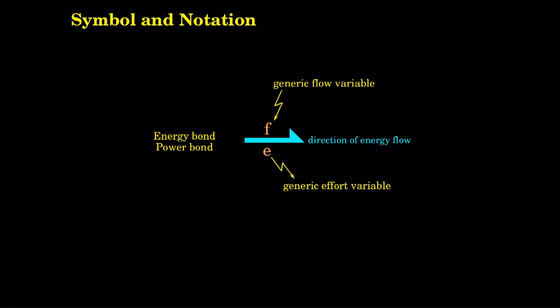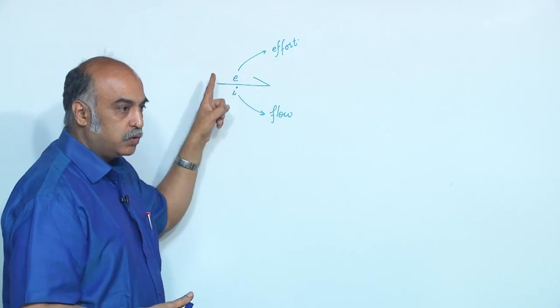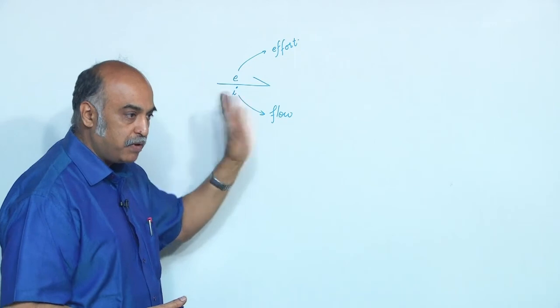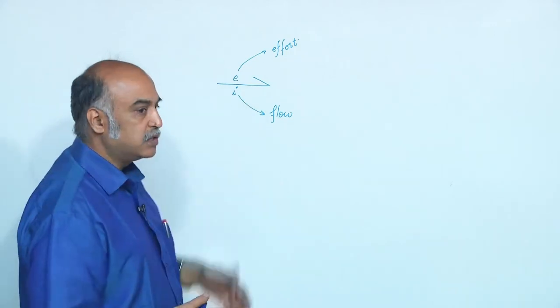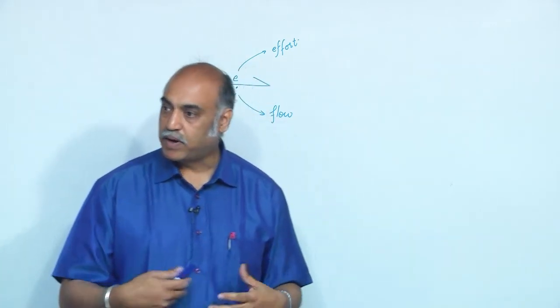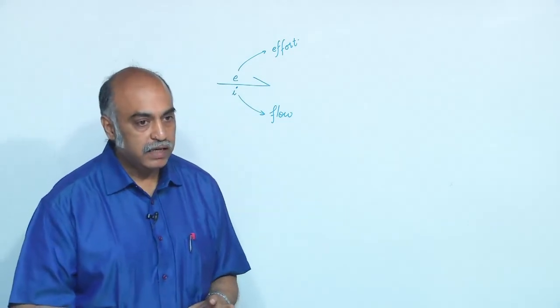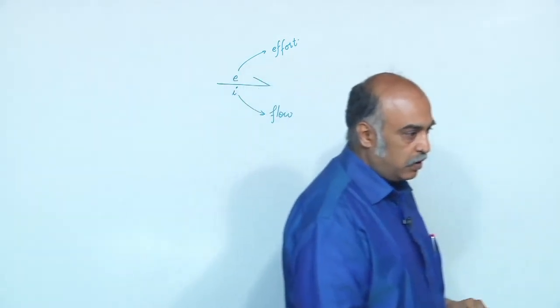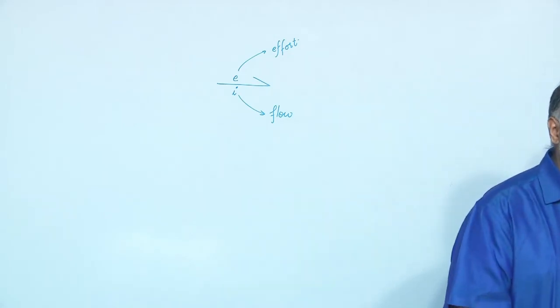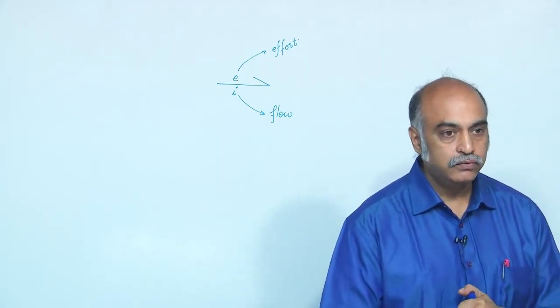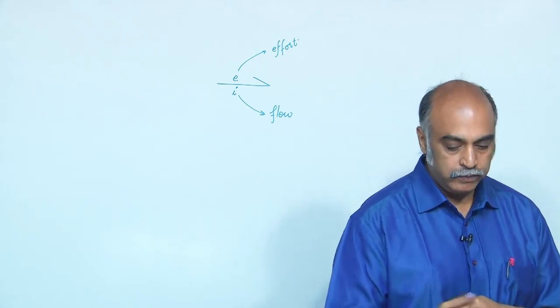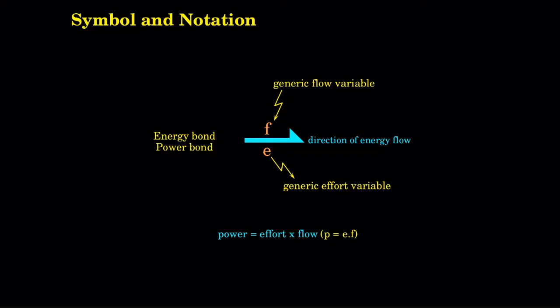Okay. So, this is the notation that we will use for each bond, and for every bond, the product of the two variables is always power. Which means that is a clue for us to choose appropriate variables in any given domain. Always the product of the two variables, one potential and one flow variable, effort and flow variable, is always power.